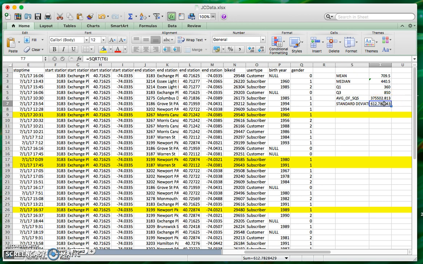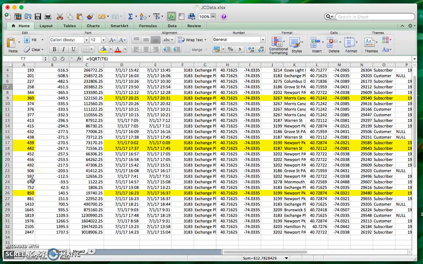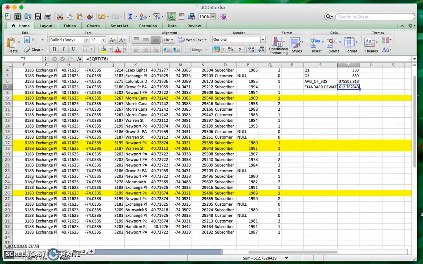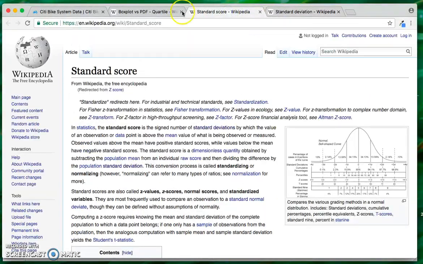So what do we think of this? Well, we know that our mean is 709.5 and our standard deviation is a little over 600. So just eyeballing this, right? What I would want to know is, does it seem like the majority, at least the majority of my data values fall in that range? Well, we know that this would be at the bottom end. So again, going back to why does this matter, right?